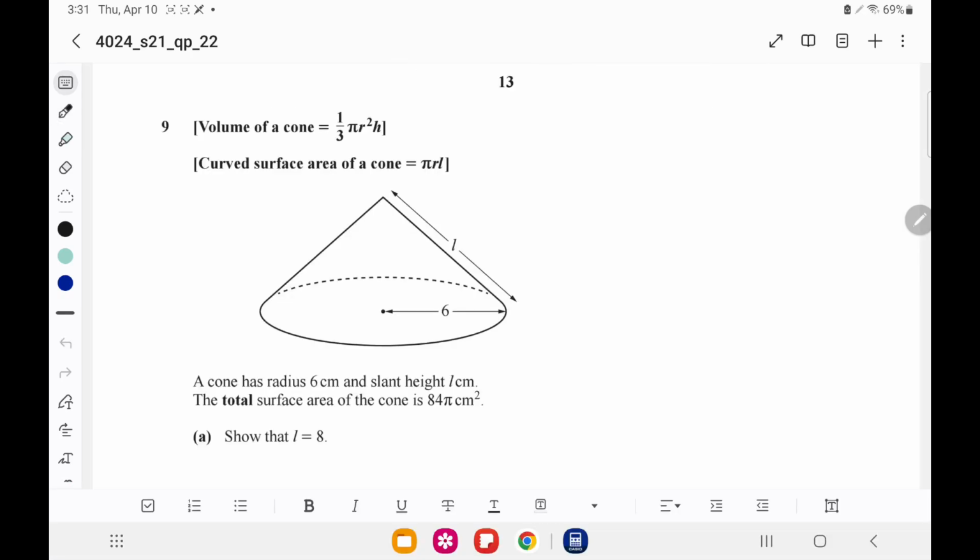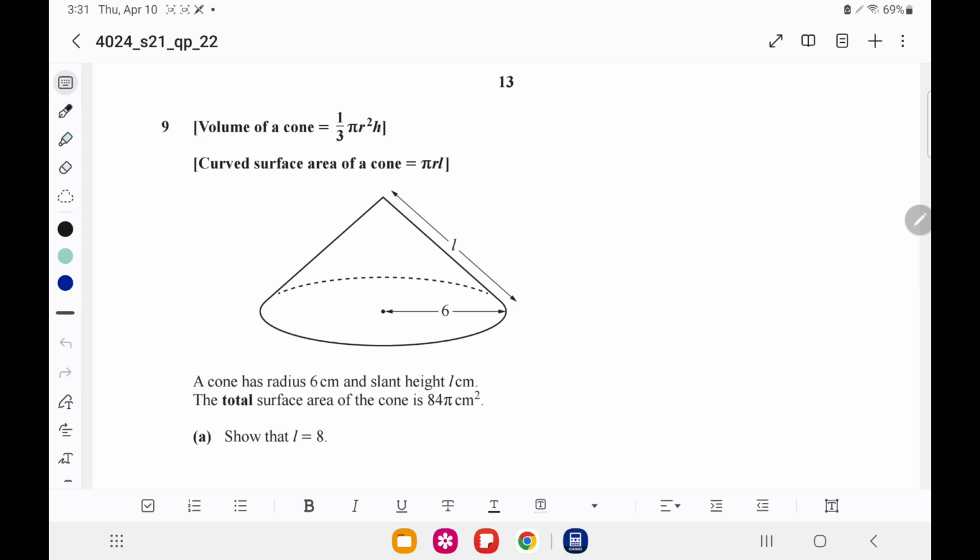Now this is May June 2021 paper 2 and question number 9. In question number 9, volume of a cone is 1/3 pi r square h and the curved surface area of the cone is pi r l. So the radius is given, which is 6 centimeter. You can see here the cone has the radius 6 centimeter and the slant height is L. The total surface area of the cone is 84 pi. Show that L is equal to 8.